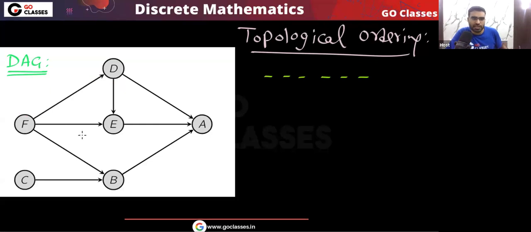So what should be the starting point? The starting point must be a vertex without any incoming edge. Yes or no? The starting point should be a vertex without an incoming edge. So remember, the starting point can be either F or C, because the starting point will be a vertex with no incoming edge. You can see F and C, they have no incoming edge.